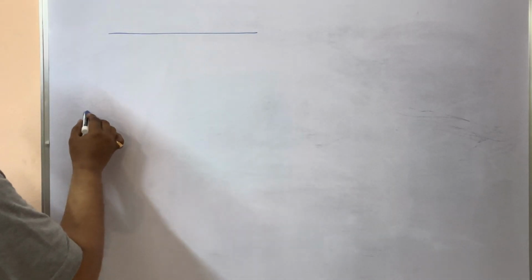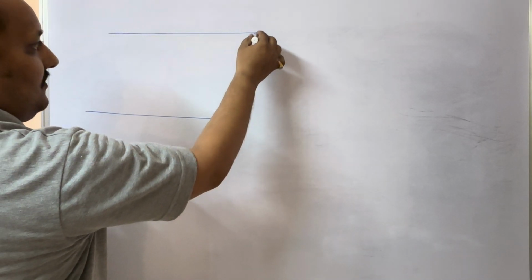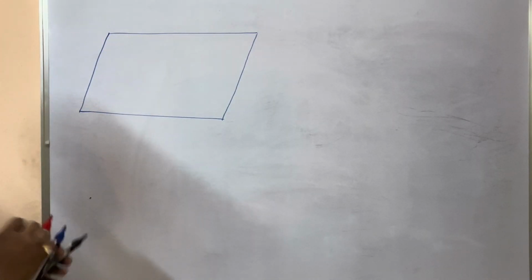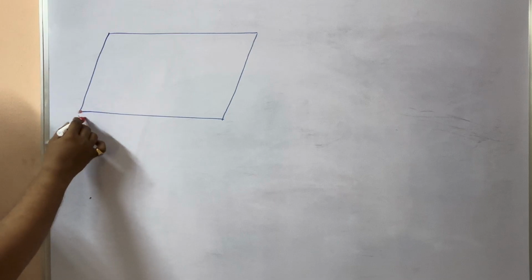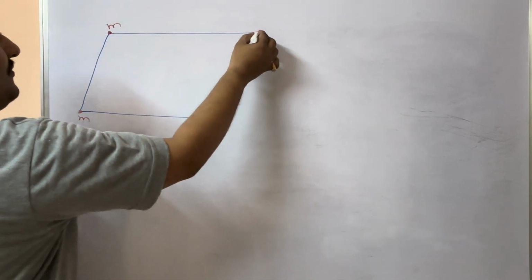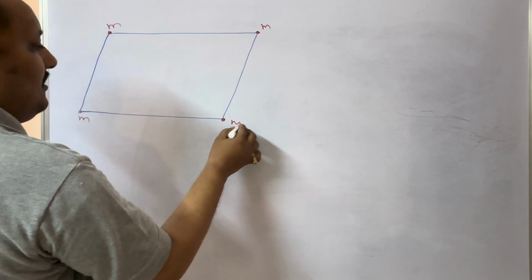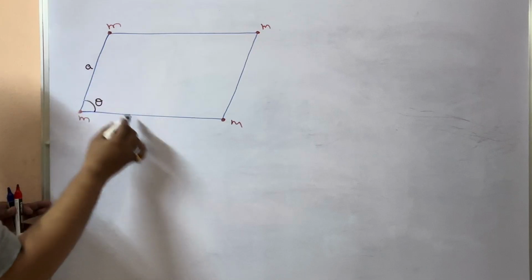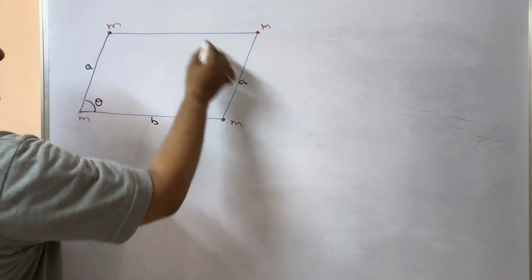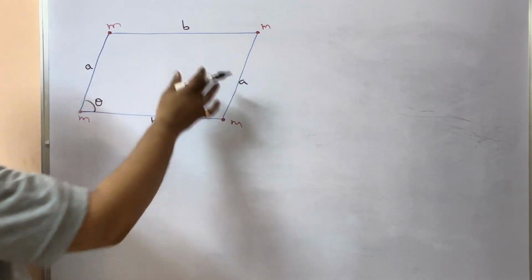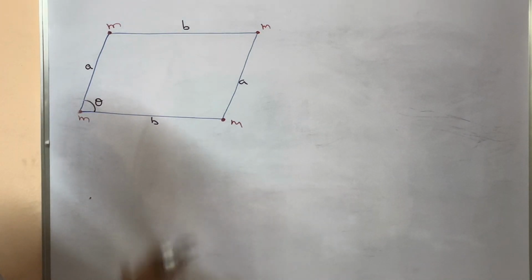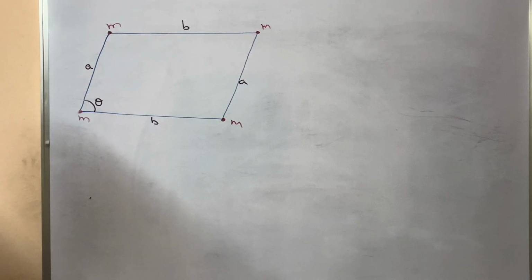In this class, we will discuss one problem on center of mass. Four masses are placed at the four corners of a parallelogram, with sides A and B, which is making an angle theta. Parallelogram means opposite sides are the same, and the angle between any two sides is theta. Then find the position of the center of mass of these four mass particles.